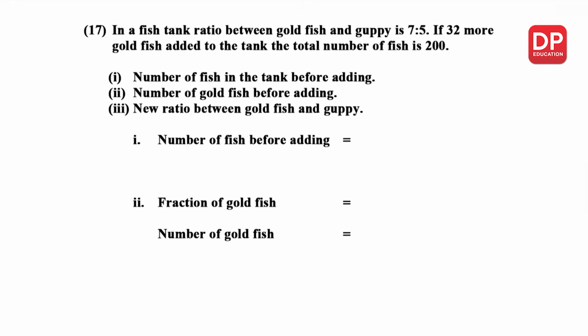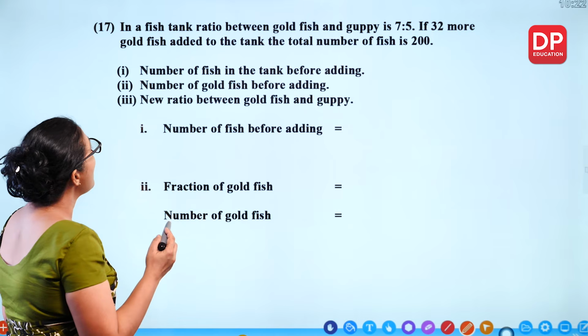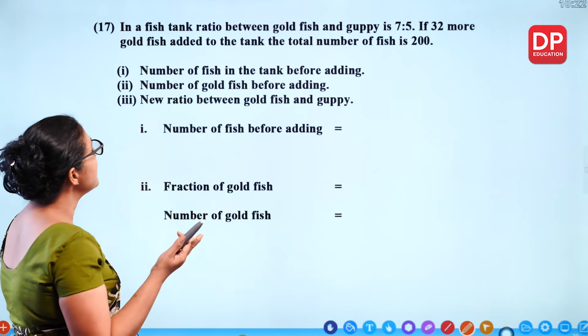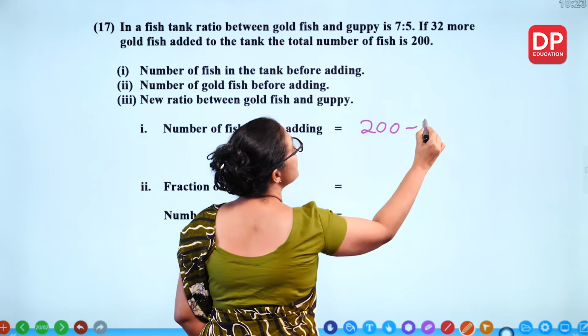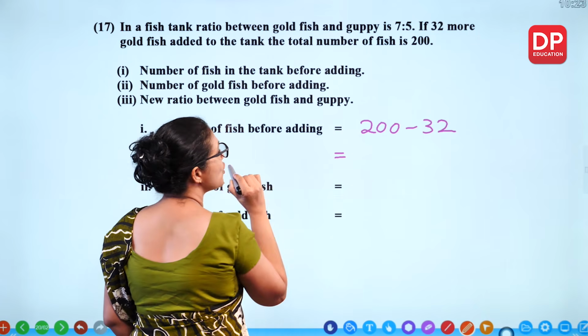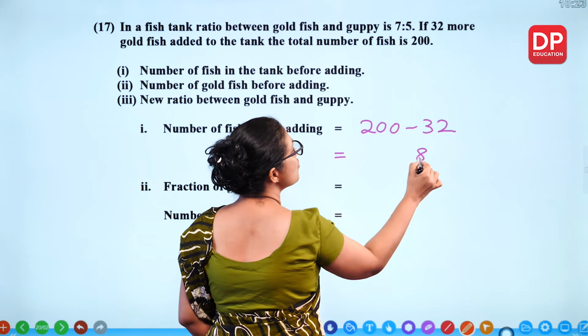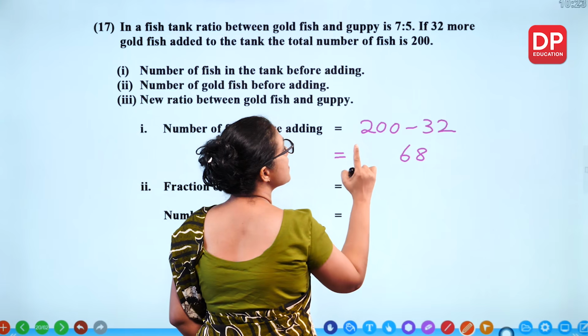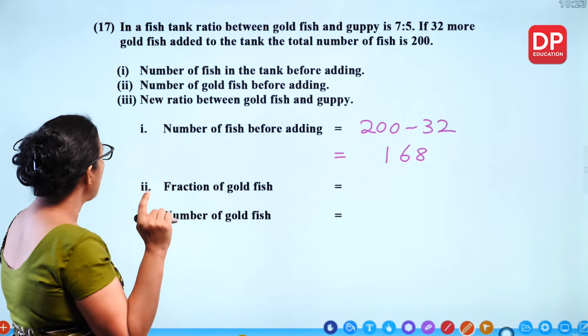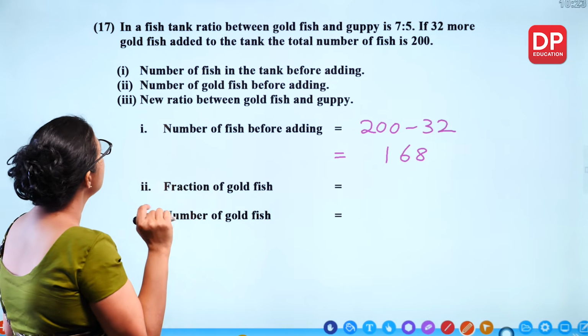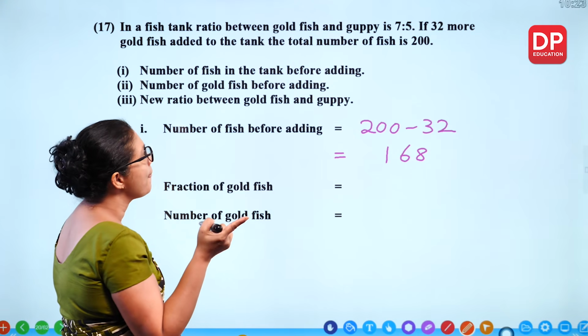Look at this question. In a fish tank, the ratio between goldfish and guppy is 7 to 5. If 32 more goldfish are added to the tank, the total number of fish is 200. First part, number of fish in the tank before adding. So 200 minus 32. When you subtract, what do you get? You get 168.